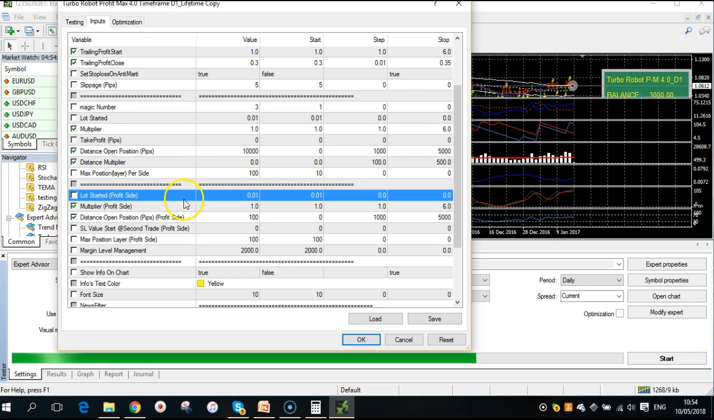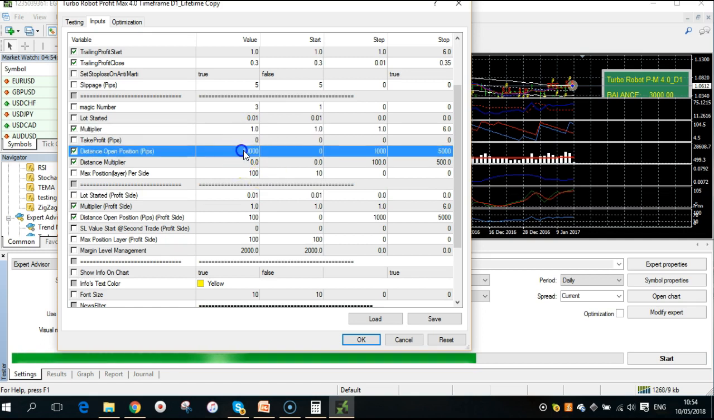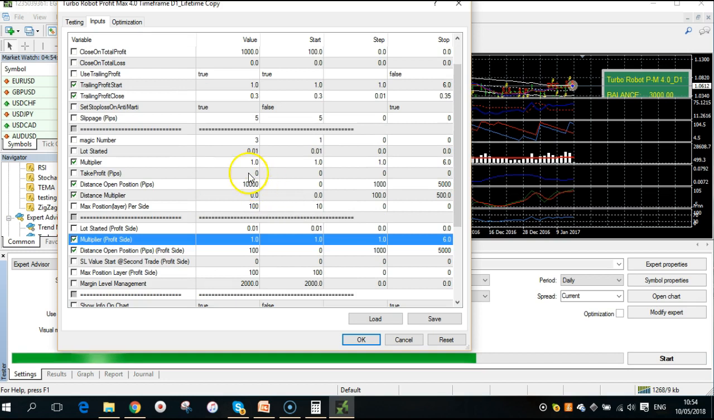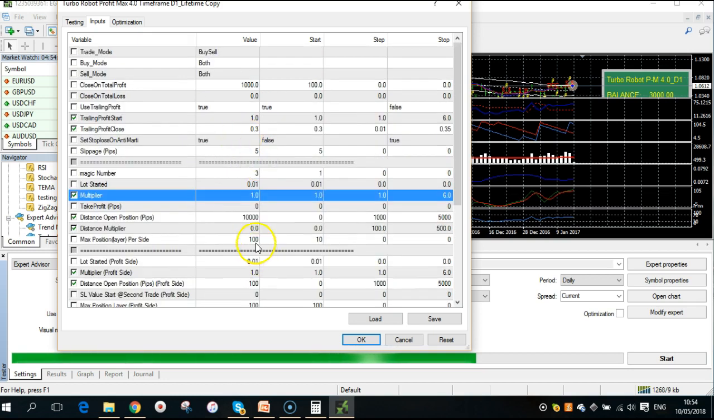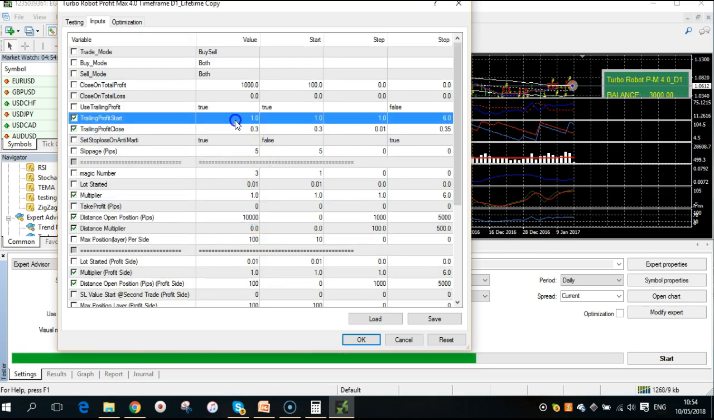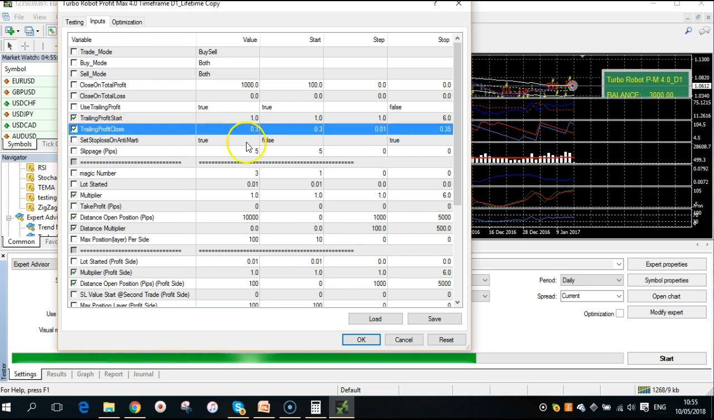So next, this is your martingale portion, but we are not using that. That's why we put it with 0.01, and the distance is very far away. Okay, but it won't hit. It's because you have the TP, so it's very easy to clear.